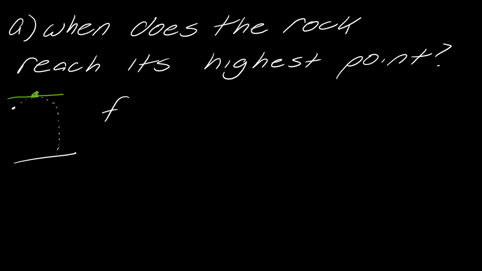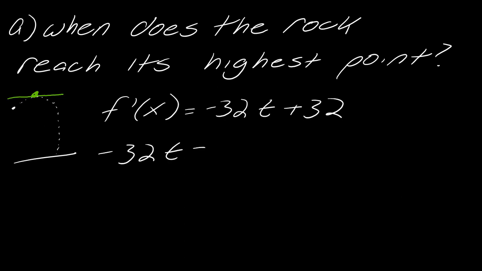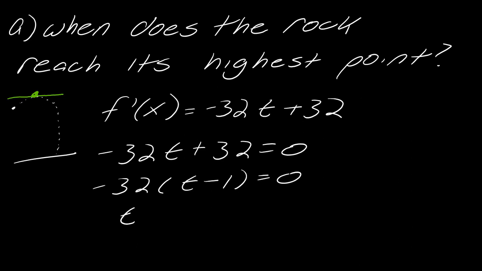So, of course, I need to take a derivative in this. So this will be negative 32t plus 32. And if I set that equal to 0, I can just factor out the 32 to get t minus 1 equals 0. So I get t equals 1 second. So in 1 second, the rock hits its highest point.